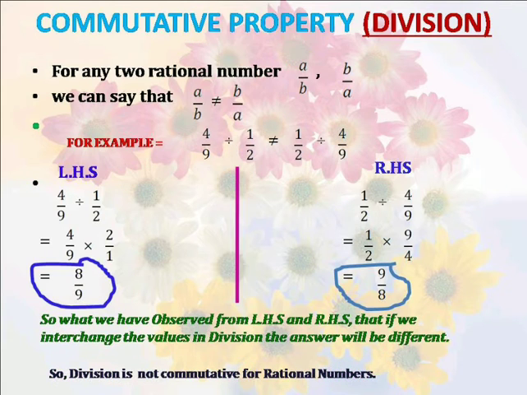Now number 4. Commutative property for division. Commutative property for division says that when we are interchanging the values in division, the answer will be different. For example, here I have divided 4/9 by 1/2 in LHS and 1/2 divided by 4/9 in RHS. By simply interchanging the values, what we observe from this is that both the answers are different. It means division is not commutative for rational numbers.